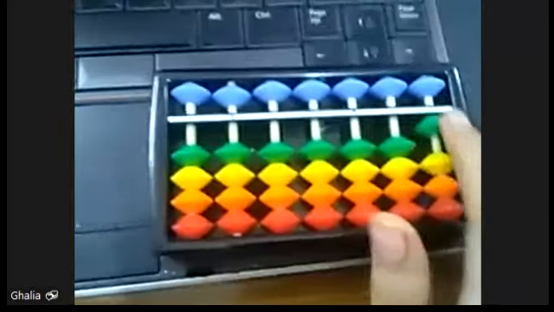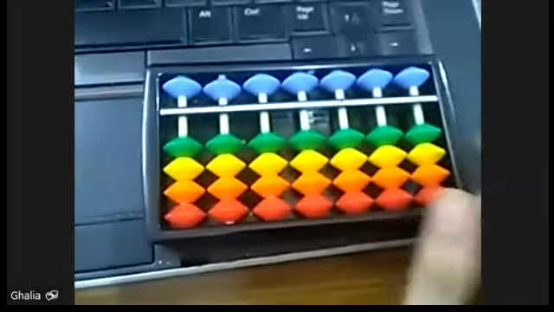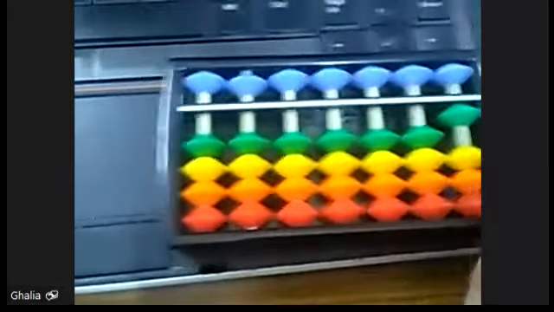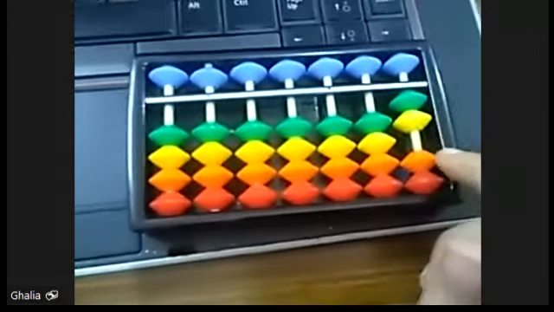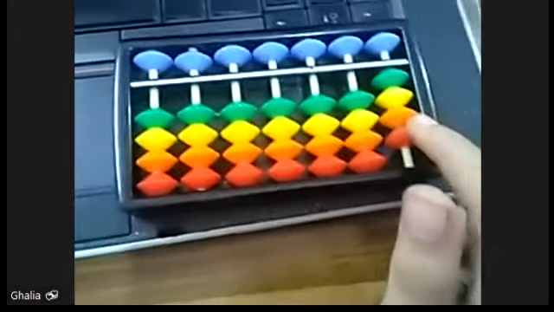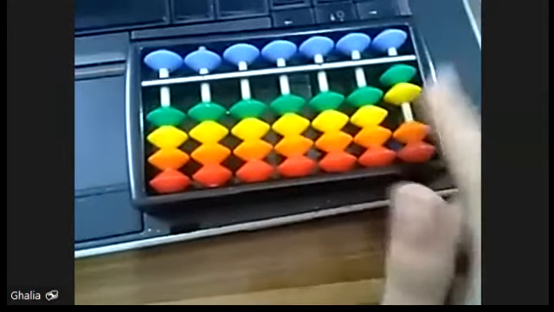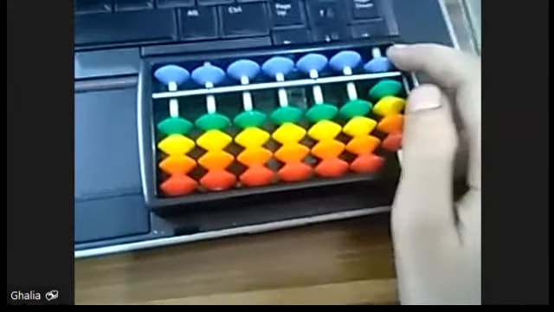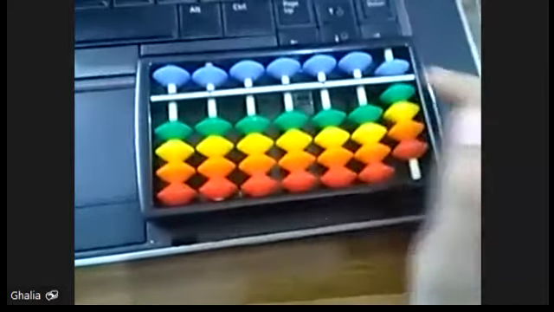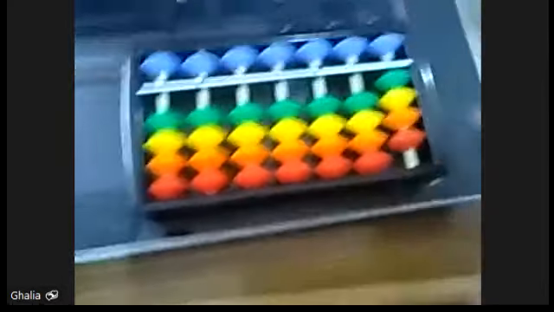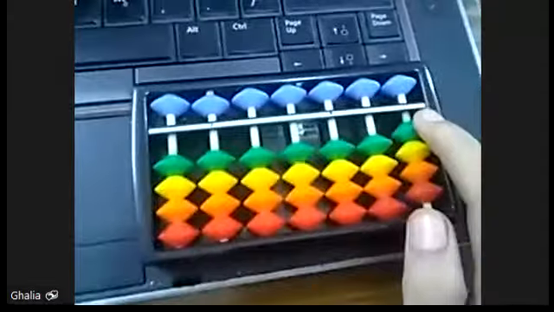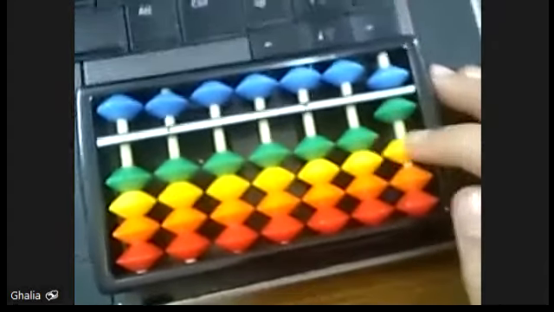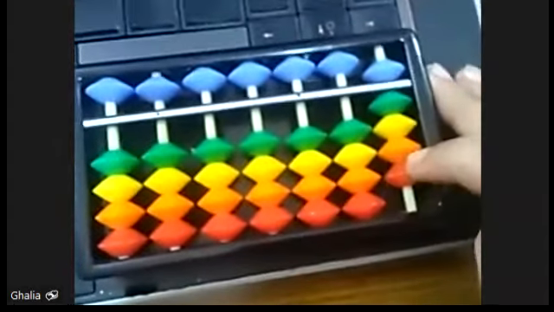So okay. This is our one. Do it with me. One. Two. Three. Four. Okay? And this is four. Then this is five. After doing four, we will do five, then six, seven, eight, and nine.